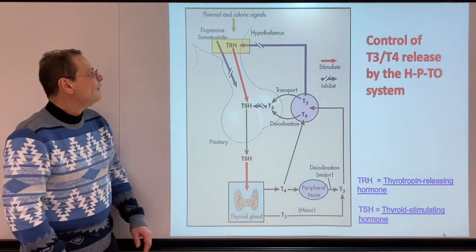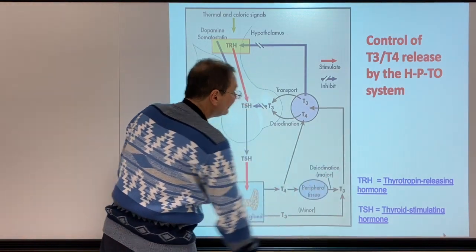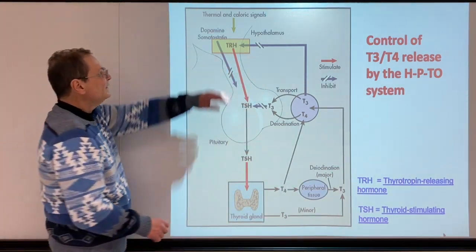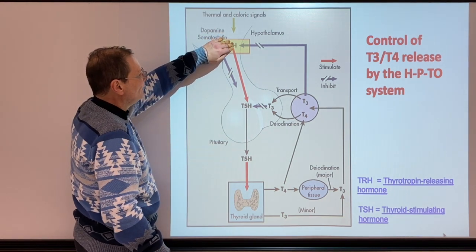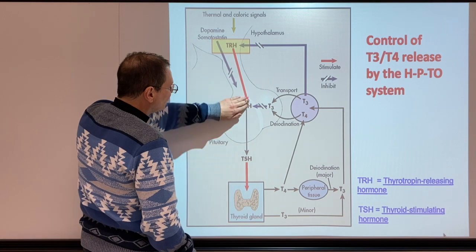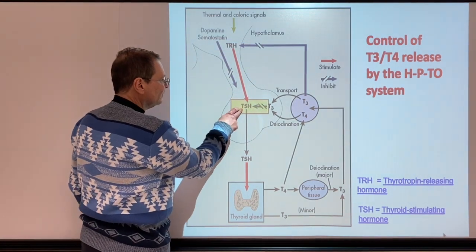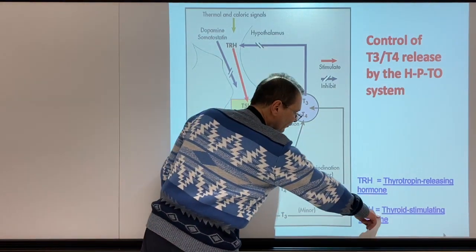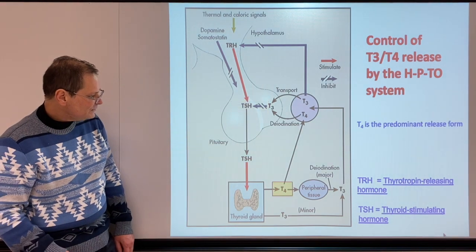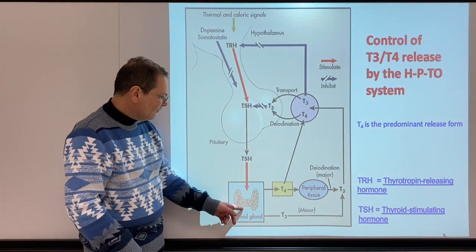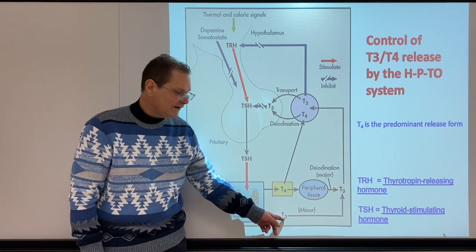So we have our hypothalamus secreting TRH, thyrotropin releasing hormone, okay? The TRH, just like the other hormones that we've talked about that are produced by the hypothalamus, is transported through the portal system to the anterior pituitary, where it stimulates the release of TSH, or thyroid stimulating hormone. And then we have TSH stimulating the thyroid gland to secrete primarily T4 with just a little bit of T3, okay?